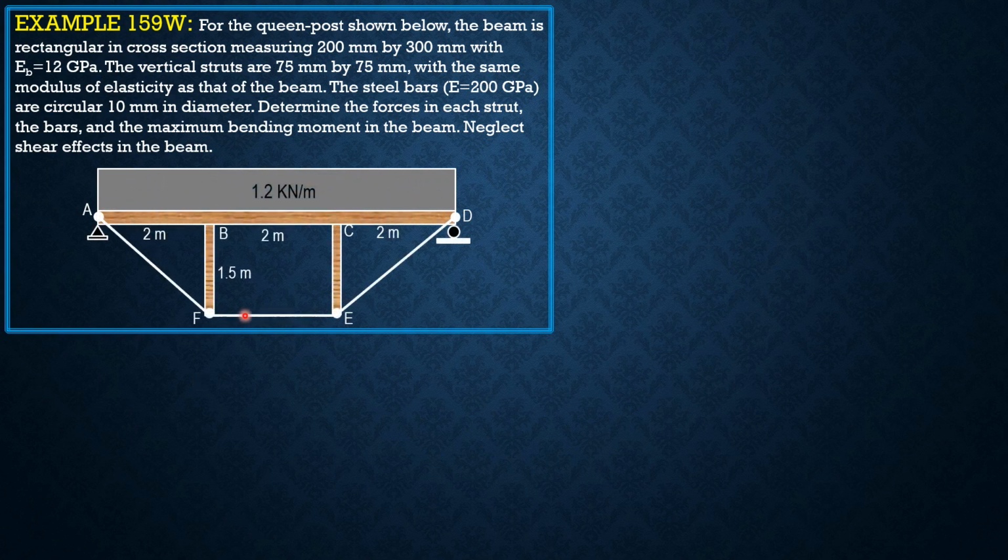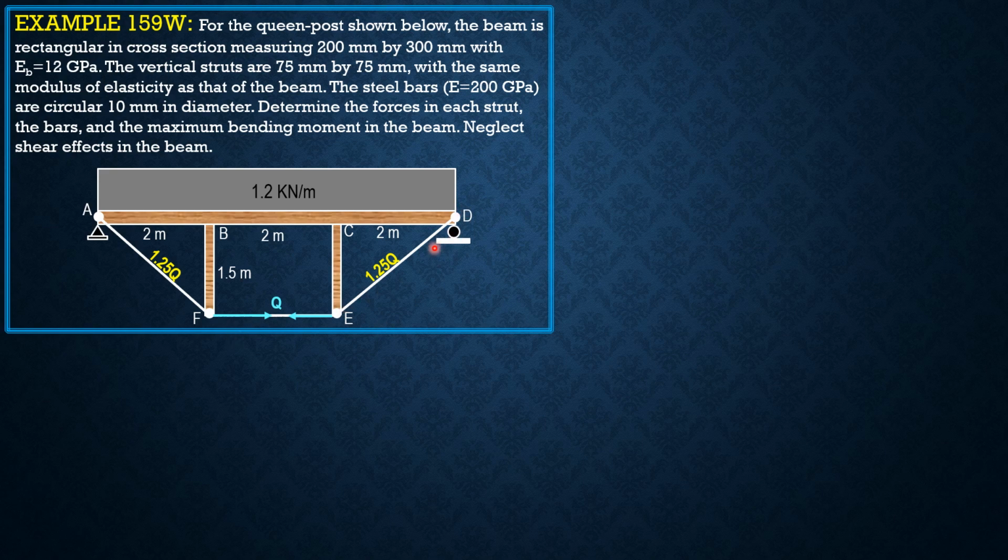So here is our last example. This is a quint post. So let's select the force in member EF as our redundant. We'll call that Q. Then summation forces X to solve for these two members in terms of Q. So 1.25 Q. This is also 1.25 Q.